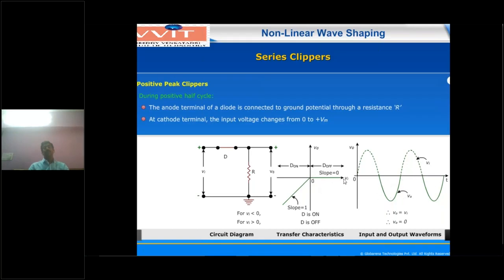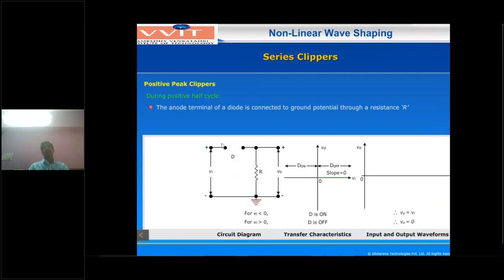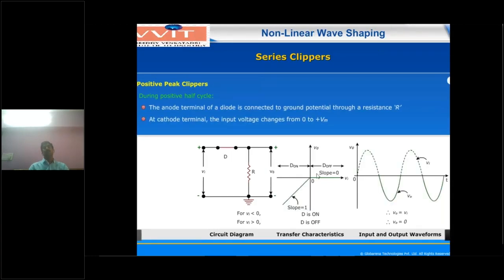For the positive peak condition, the input is a positive voltage, VA greater than 0, so the diode will be off. Once the diode is off, as you can see in this diagram, the input is not transferred to the output. So the output voltage will be 0, and then automatically the slope equals 0. So the positive peak output waveform value will be V naught equal to 0. This is how the positive peak is removed from the input sinusoidal waveform.